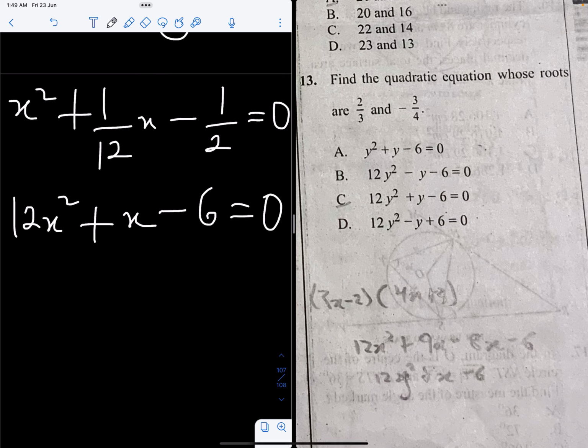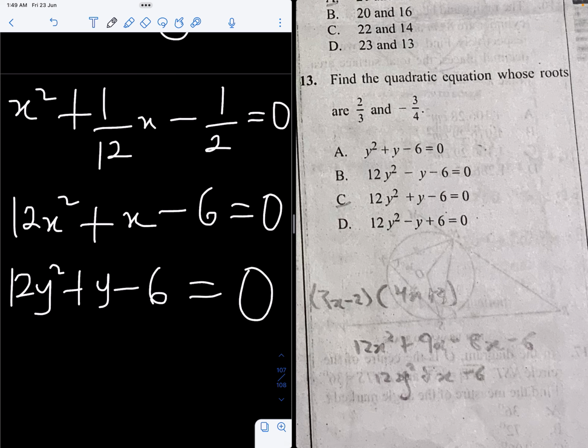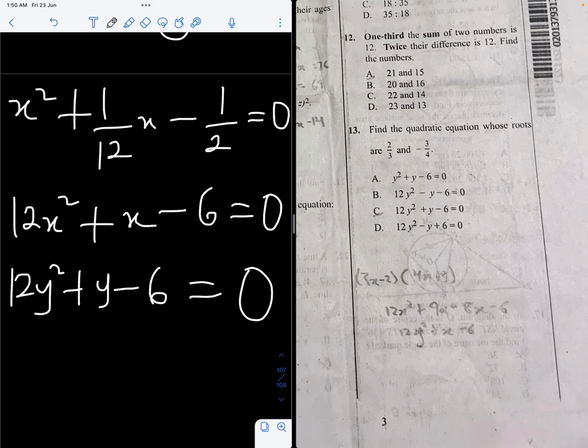And that's the equation. The equation is in terms of y, so I can write it as 12y squared plus y minus 6 equals 0. And that's the equation whose roots are 2 over 3 and minus 3 over 4. And that's it, very, very simply. The correct option is 12y squared plus y minus 6. The correct option is C. Now we go straight to the next.